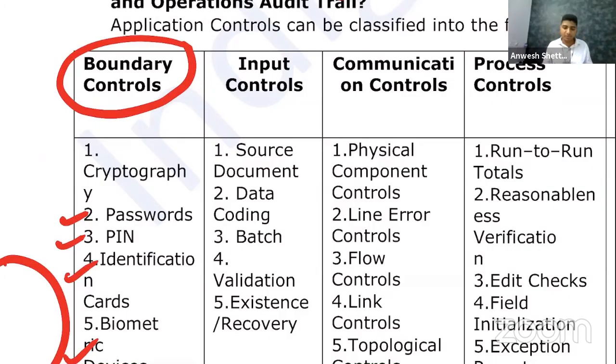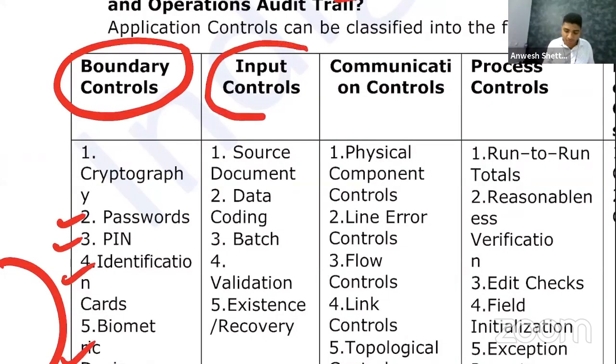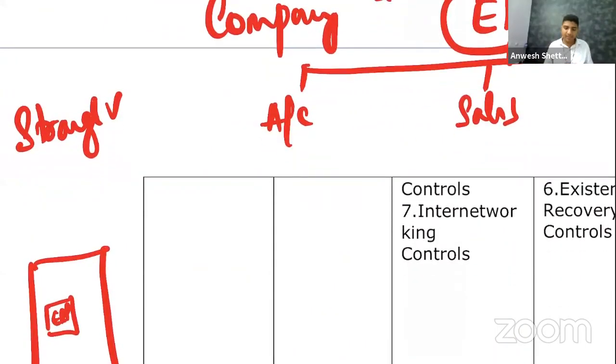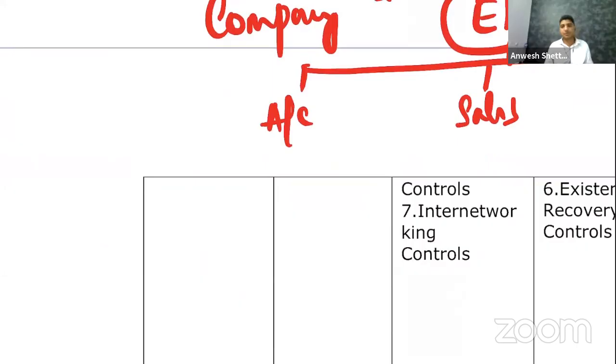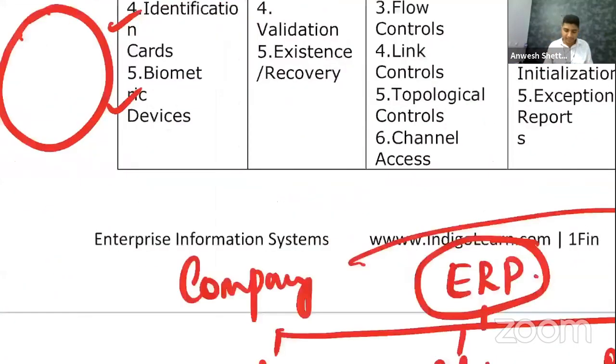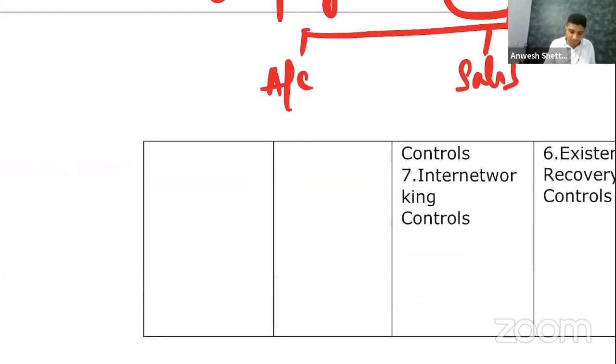Next, let us talk about something called input control. Now, what is this input control? Input control means, let us say I am the employee, and I know what my ID and password are. I open the software. Now I am going to enter some information in that software. Let us say I am an employee working in the sales department.